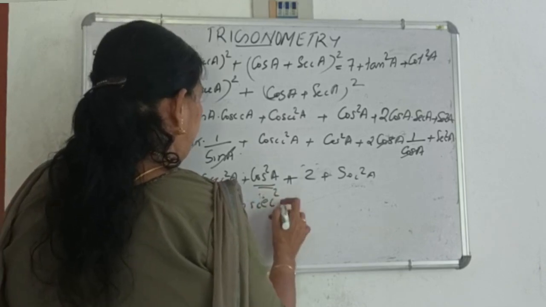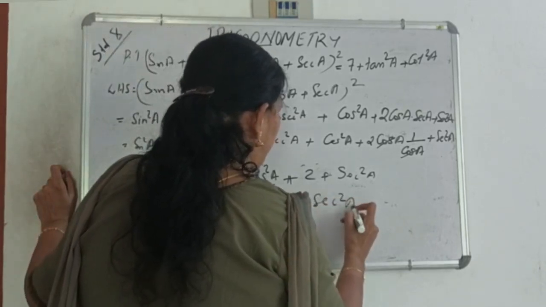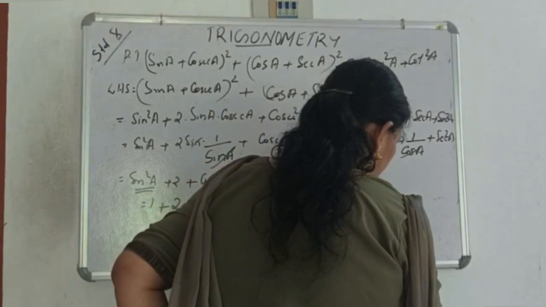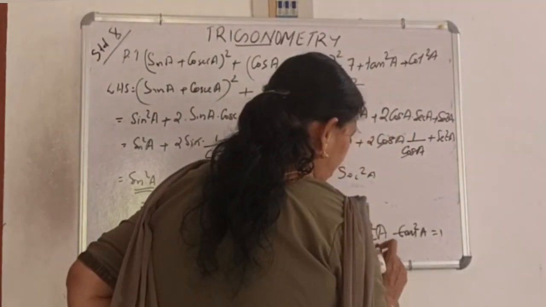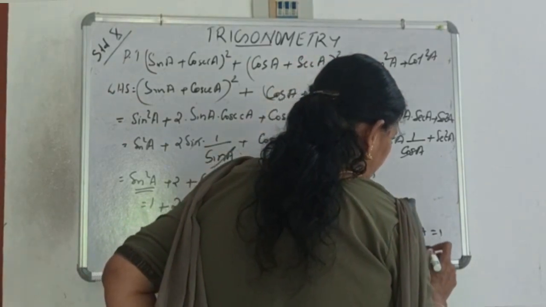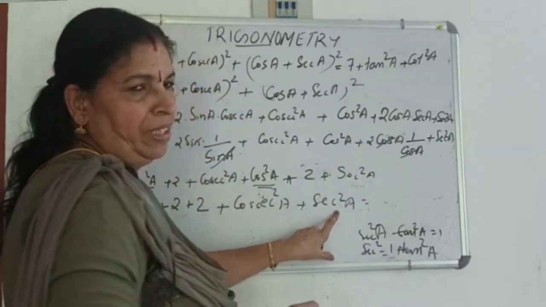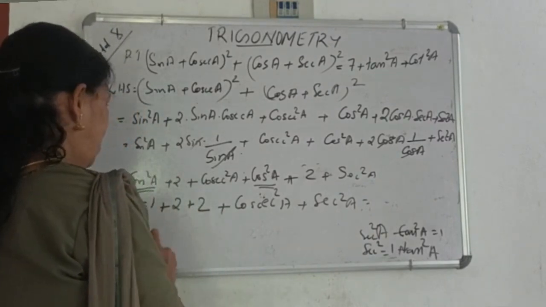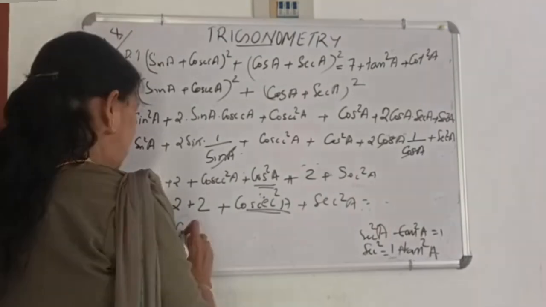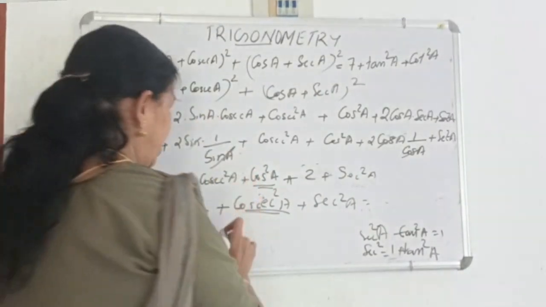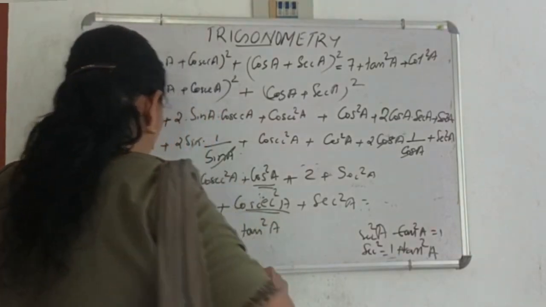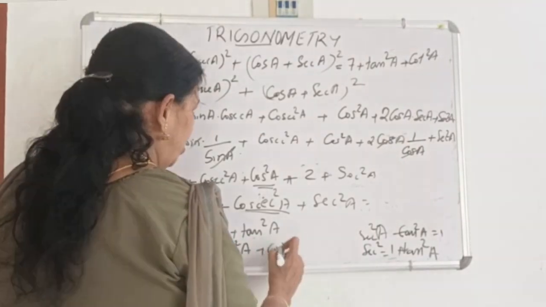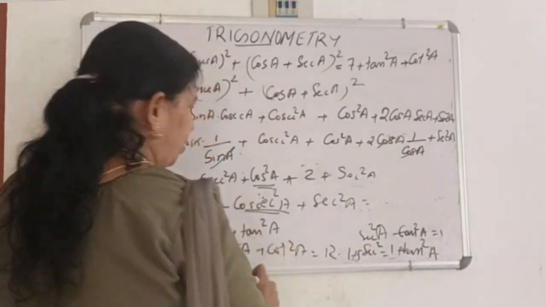cosec² A + sec² A. We have an identity sec² A − tan² A = 1, that is sec² A = 1 + tan². Substituting sec² A = 1 + tan² A and cosec² A = 1 + cot² A, that is equal to 2 + 2 + 1, 5, plus instead of cosec² A we write 1 + cot² A, and instead of sec² A we write 1 + tan² A. Here 5 + 1 + 1 equal to 7 + tan² A + cot² A, that is equal to RHS. Hence we proved this problem.